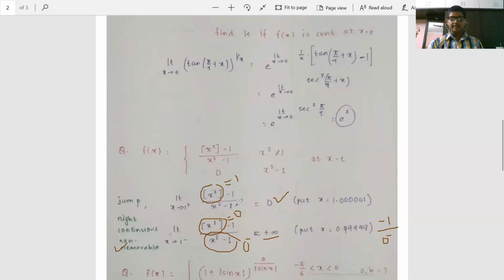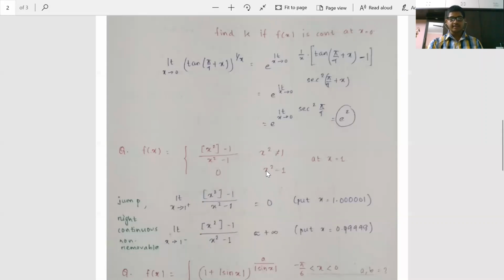And is it right continuous? We can check at 1 plus: at 1 the value is 0, at 1 plus it is 0. Yeah, so it is right continuous also. But speaking about a jump, at 1 minus it is infinity, so you cannot exactly say it is a jump type of discontinuity. But right continuous and non-removable, I think this should be the answer. These are the answers. Okay, so let us move to the next question.